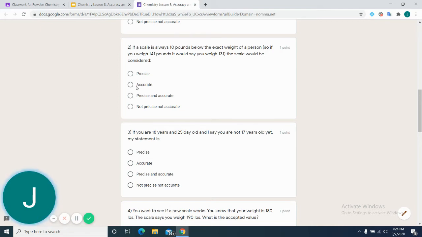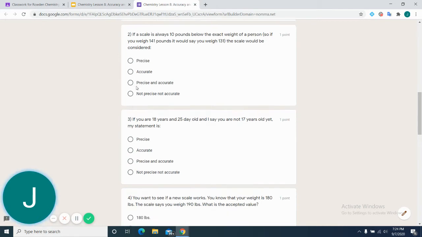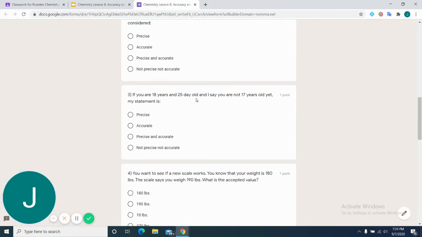All right. So if you are 18 years and 25 days old, and I say that you're not even 17 years old yet, first off, am I very specific in what I'm saying? No. It could be 13, 14, 15, 16. I'm just saying under 17. So no, I'm not precise. Am I accurate? You're over 18. I said you're under 17. Am I wrong or right? I am wrong. So it's not accurate. So we'll say not precise, not accurate.